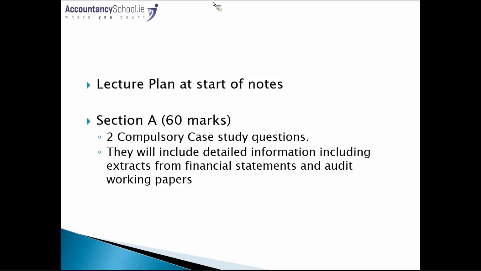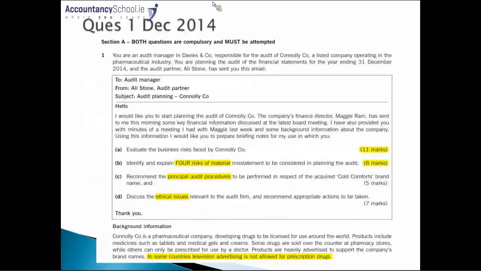The first question will always be dominated by risk. There's an example of an exam paper from December 2014. The risk question would either be business risk, risk of material misstatement, or audit risk. There will also be some bits and pieces on that question revolving around audit procedures normally, and you can see that in part C there, where we're asked to talk about principal audit procedures, and then there may or may not be some parts on it on ethical issues.